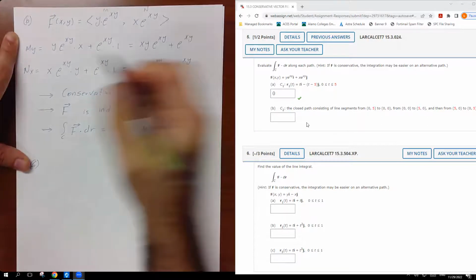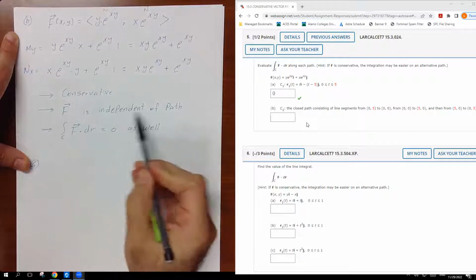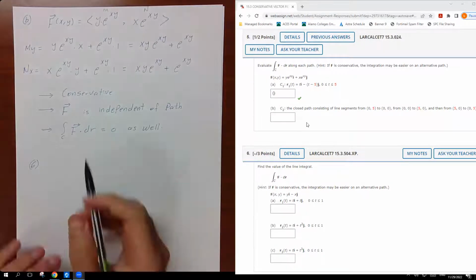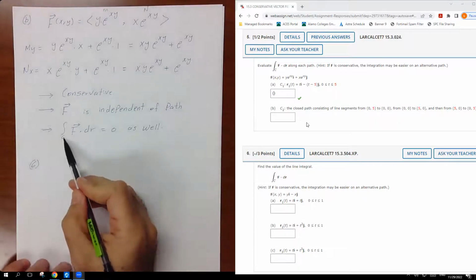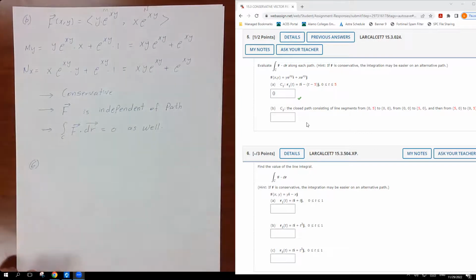So it's conservative. That means f is independent of path. So we don't have to do exactly the same steps. So the integral of F dot dr is going to be exactly the same thing, which is equal to 0. So this one also equals 0. That's it for example 5.